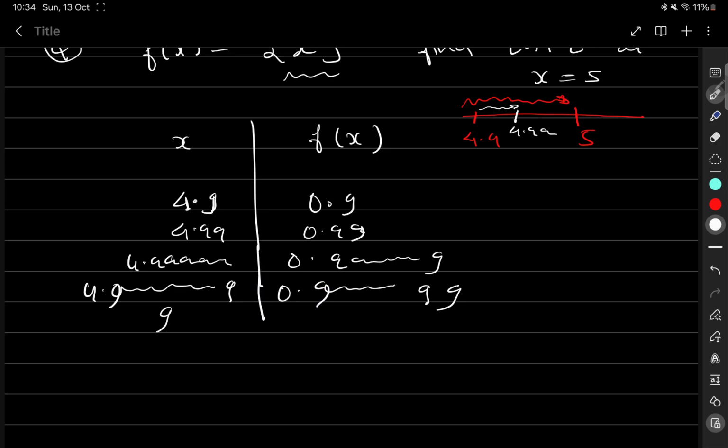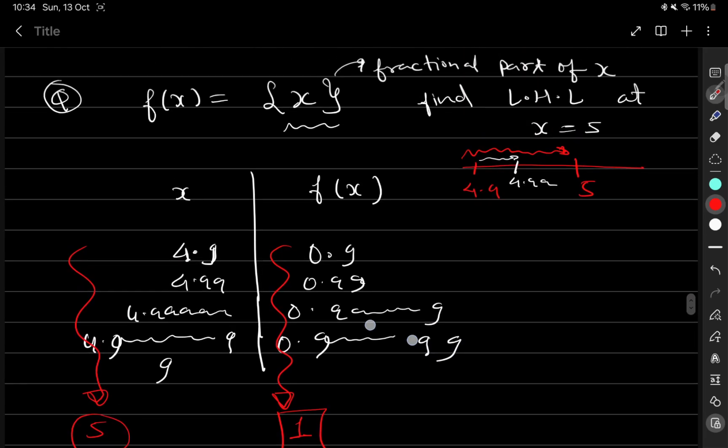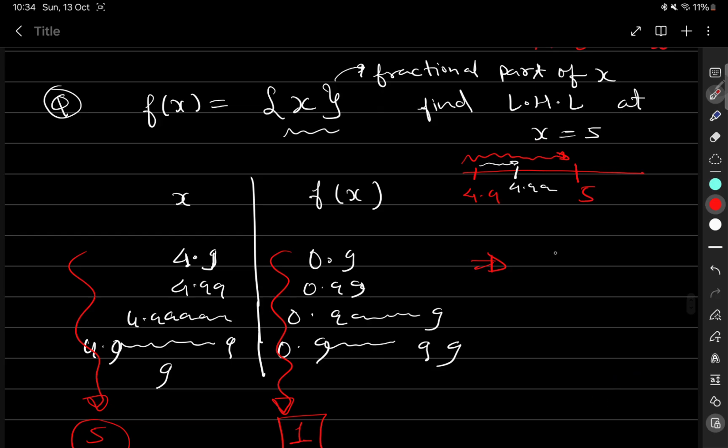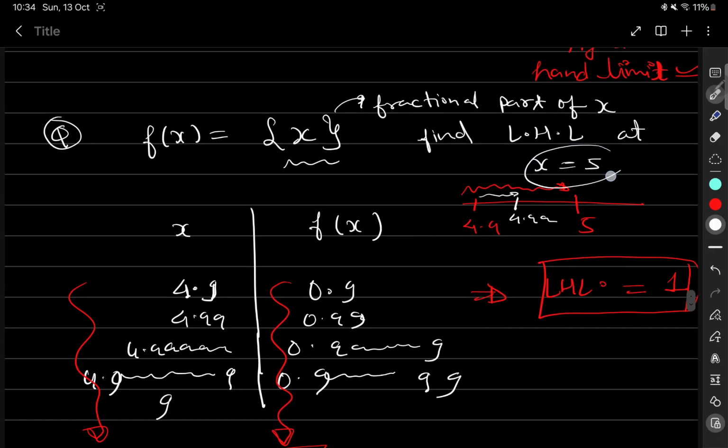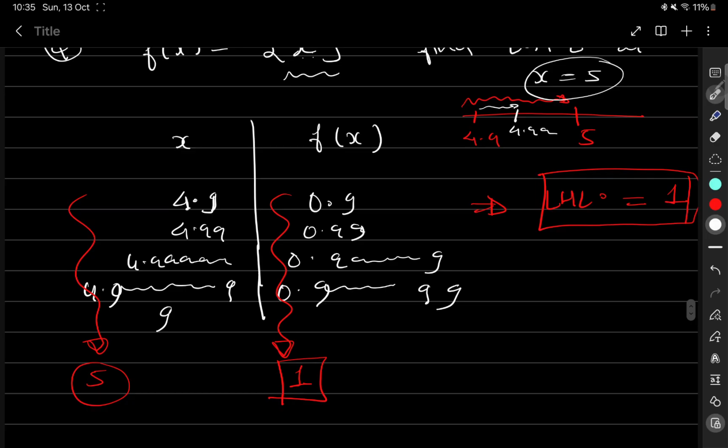So what is happening here: x is approaching towards 5 and our function value is approaching towards 1. So we are getting LHL equal to 1. Got it or not, you are getting my point. Now if you put 5 directly here, what will you get? 0, and 0 is not the answer for LHL. So understand, always go through that method.